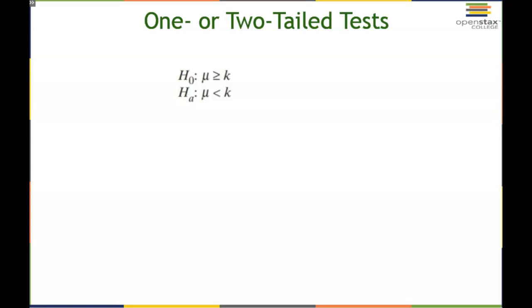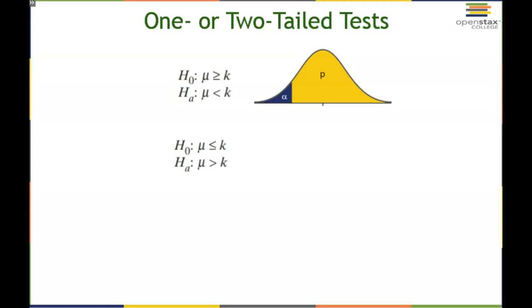Now take a look at your HA. Which direction is that symbol, your less than symbol, pointing? Is it pointing towards the left or towards the right, or not pointing in any direction? Well, the less than points to the left. So this is a one-tailed test. Not only is it a one-tailed test, it's a one-tailed left-tailed test. Okay, so it's a left-tailed test, which is one tail.